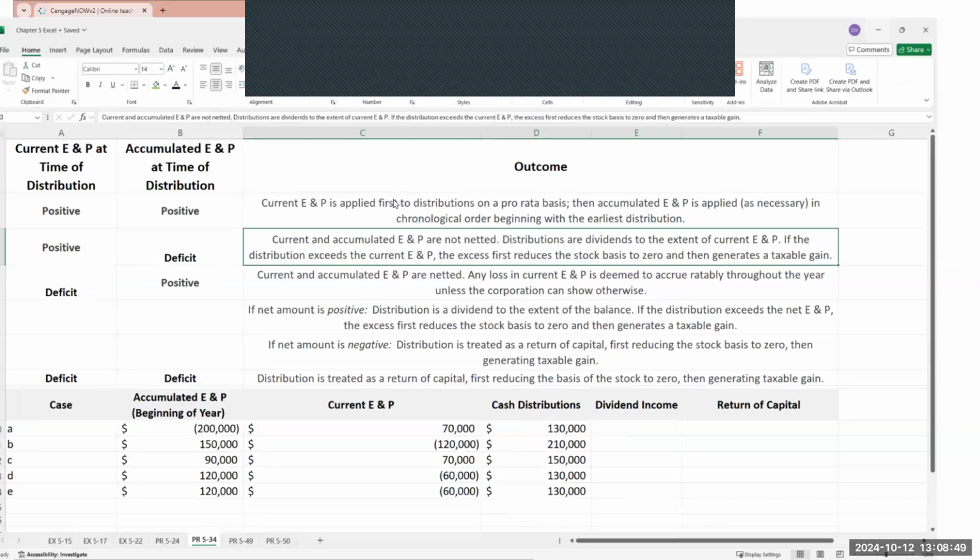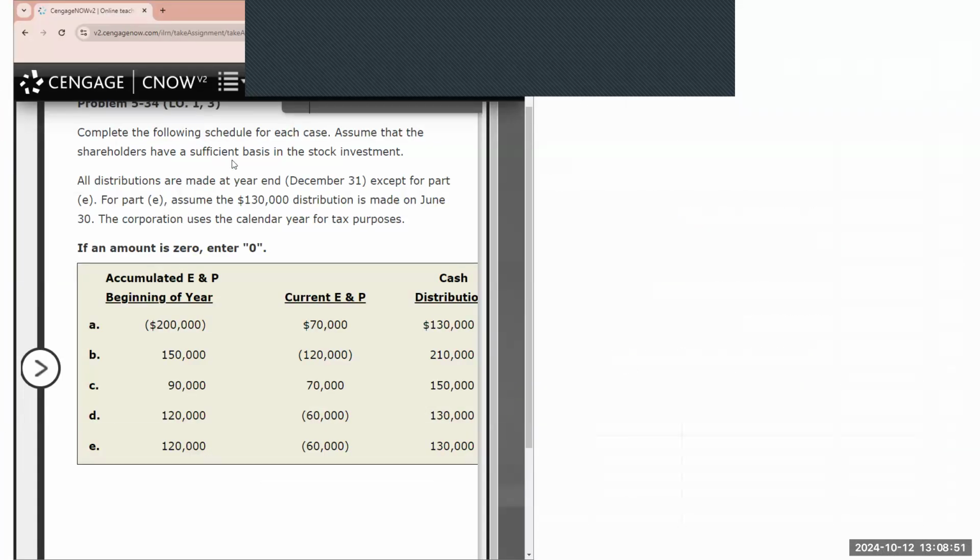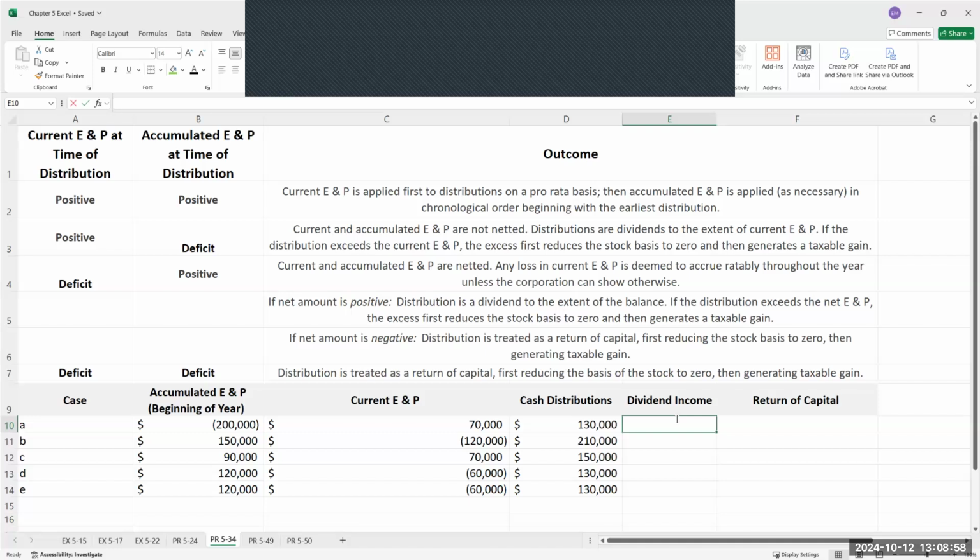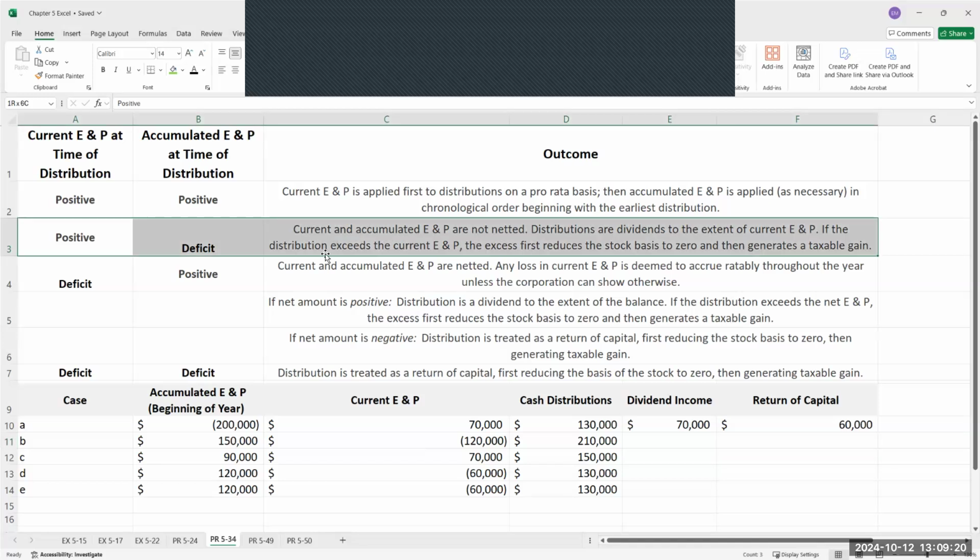And based on the fact pattern, it says, assume that the shareholders have sufficient basis in the stock investment. So therefore, based on this fact pattern, $70,000 is going to be treated as dividend income. And the difference between the cash distribution versus how much is being treated as dividend income, the remaining amount is being taxed as a return on capital. So this was the fact pattern for this example.